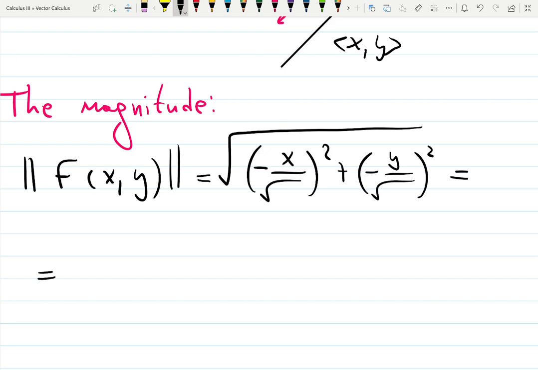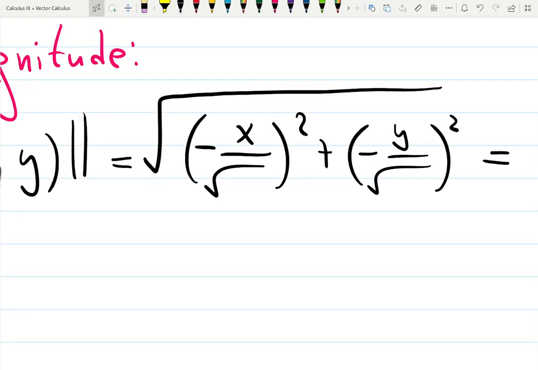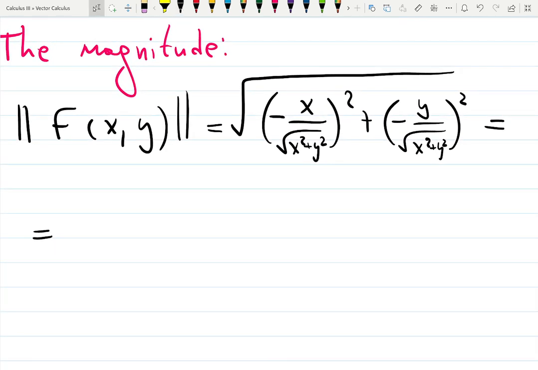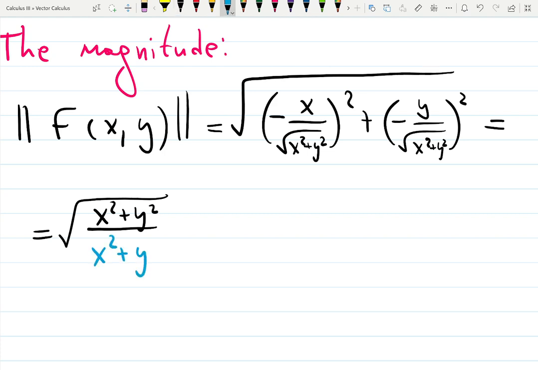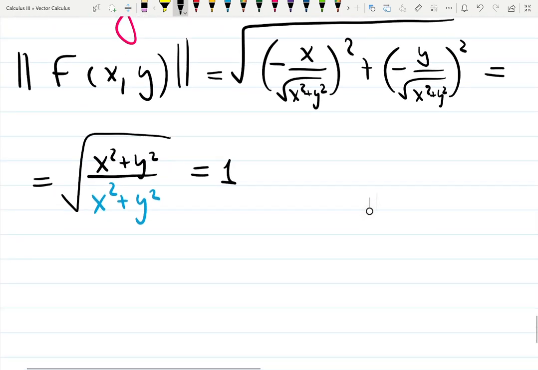Equals. Okay, let me write it down. What is the square root? x squared plus y squared, x squared plus y squared. When you square, it gets rid of the negative sign. It gets rid of the square root, but only inside the square roots. Outside the square root stays. And you will have x squared plus y squared at the top. And conveniently, the common denominator x squared plus y squared at the bottom. Yes. So the answer is 1, which means the size of each vector is just 1.